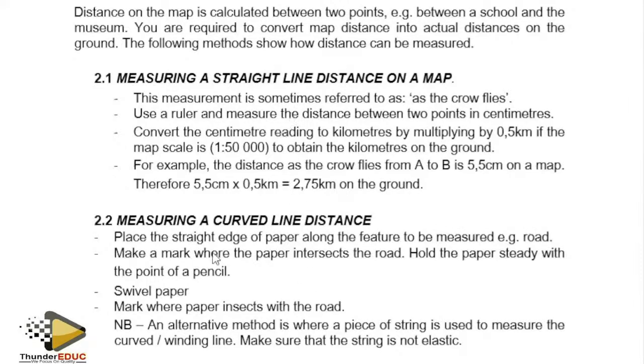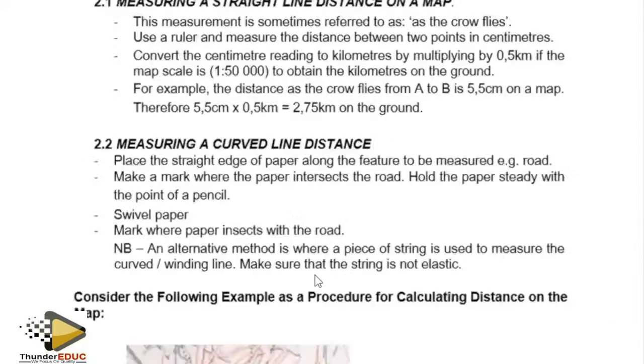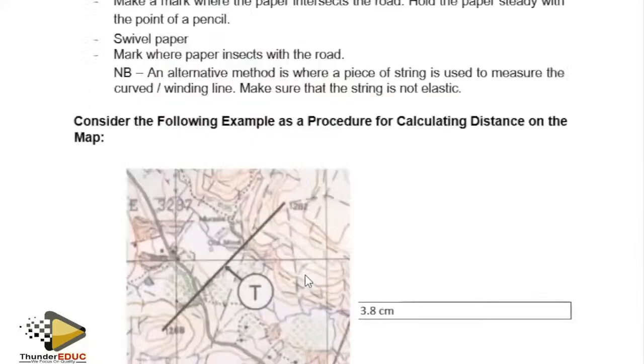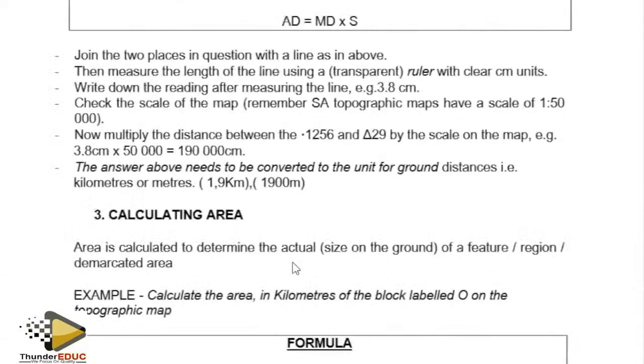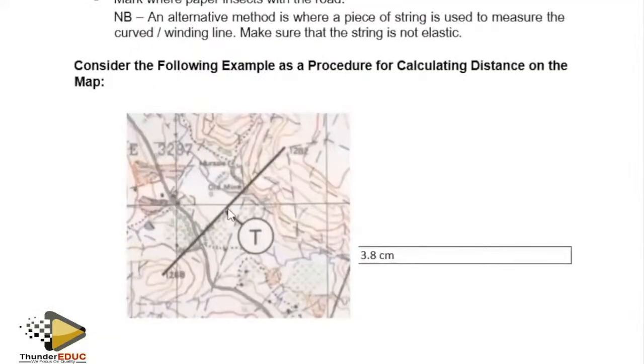Now, if we talk about the winding distance, you have to use something that is not stretching, but it can be bent to cover all the widening areas, or the curved areas. For example, you can use a paper edge, you can use a thread, you can use anything to make sure that the distance is covered.